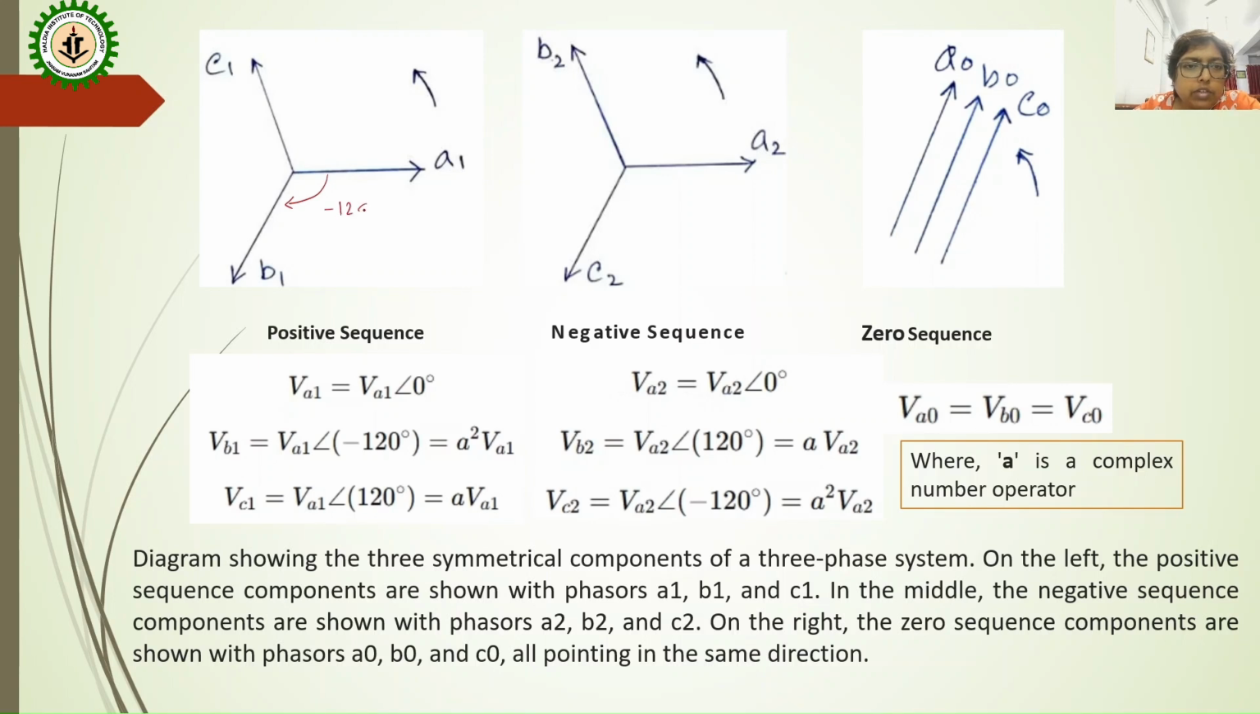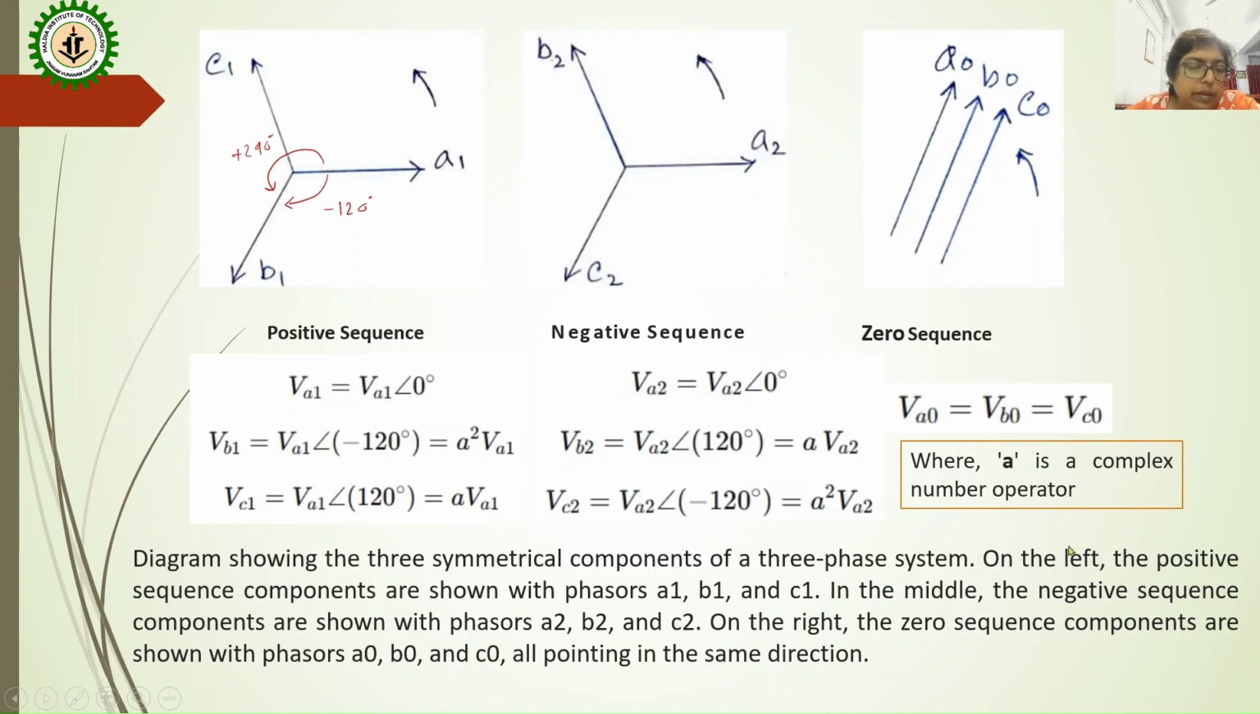Okay, minus 120 degree, or we can say that that is positive 240. Okay, so that is shown. So for B, that is A1, so minus 120 degree, or you can also write VA1 with angle positive 240 degree. So that equals A square VA1. So here the A that is introduced, A is a complex number operator.